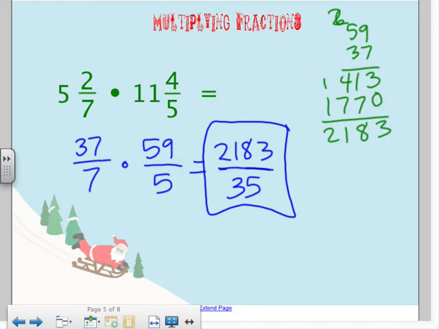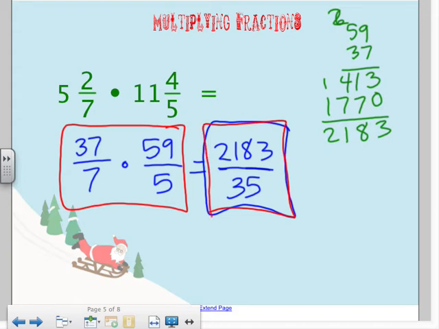So the really nice thing about looking to see if you can simplify over here ahead of time, if you double, triple check that there's nothing you can simplify, then that tells you whatever you get as your answer is also simplified and you don't have to worry about it.